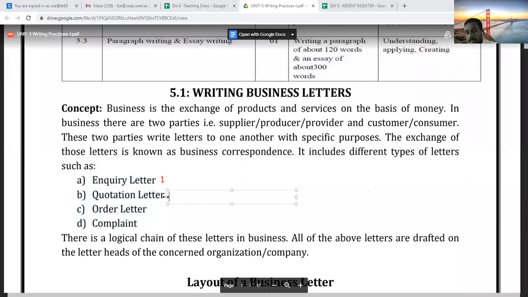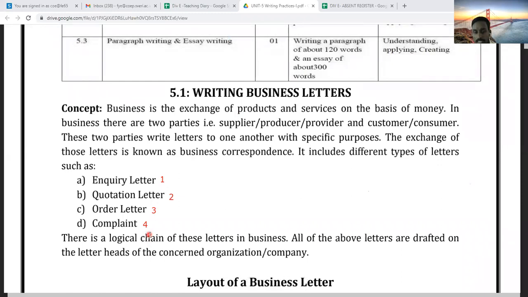Then, if required, you are going to ask for a quotation. And once you get the quotation, you are going to place an order, and next, if you got faulty or damaged goods, in that case you are going to write a complaint. If you received everything as per your order, there is no need to write a complaint letter. But if you receive some wrong items or some faulty, damaged material, then you will write a complaint letter. So that's why there is a logical sequence, a logical chain, of all these business letters.